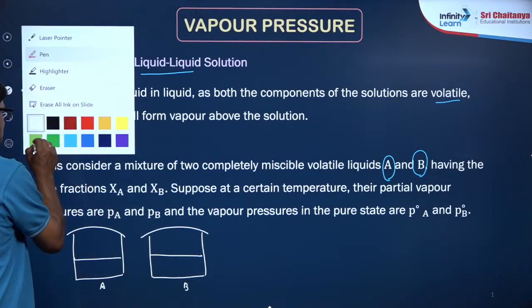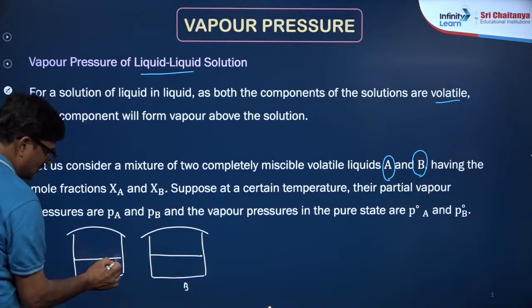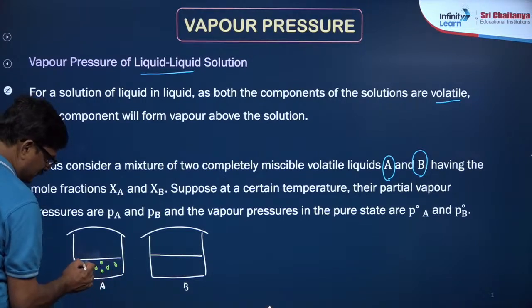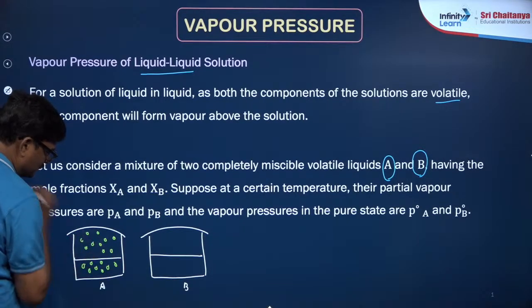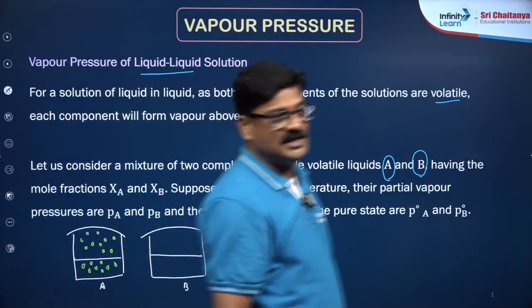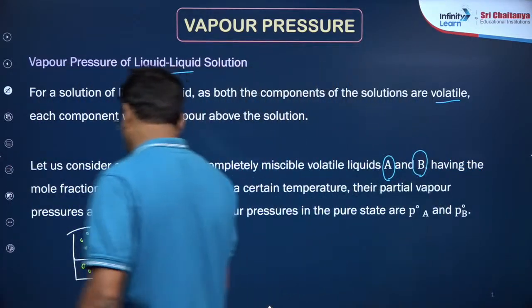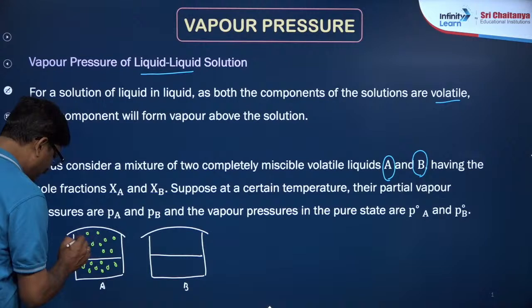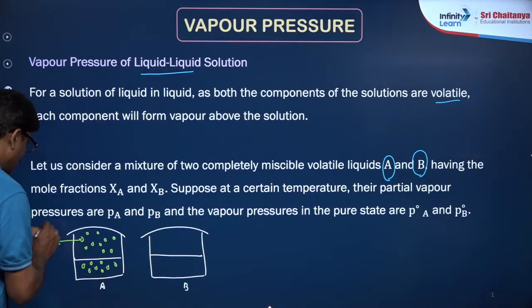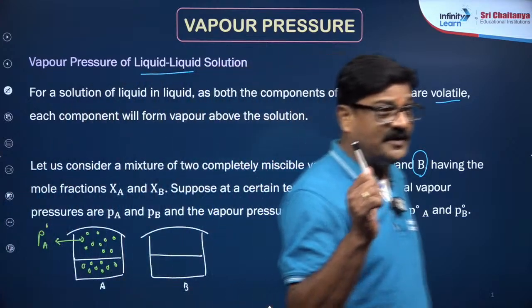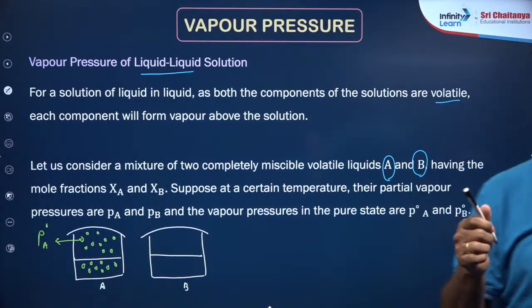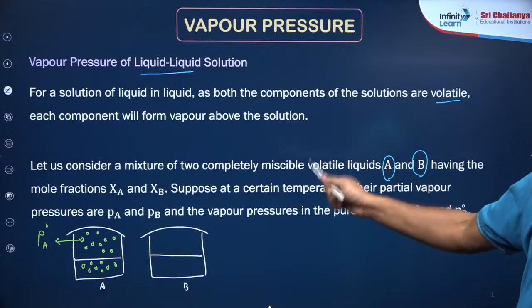This liquid A, I just want to use green, it is evaporating and you are having vapors of the A. Got it? These vapors of the A, in the pure state, it is said to be P0A. P0A indicates, carefully you observe, P0A indicates vapor pressure of pure liquid A.